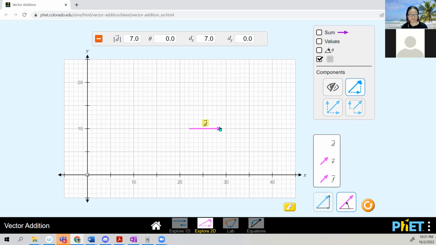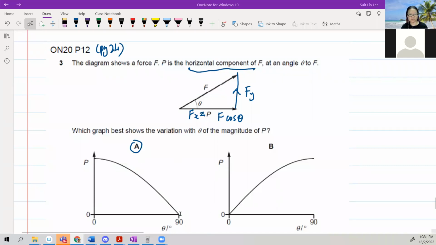So at 90 degrees, the horizontal component is 0, and at 0 degrees the horizontal component is maximum. So in this case, at 90 degrees, the magnitude becomes 0. At 0 degrees, this P is equal to F. That's the nature of resolving the vectors.